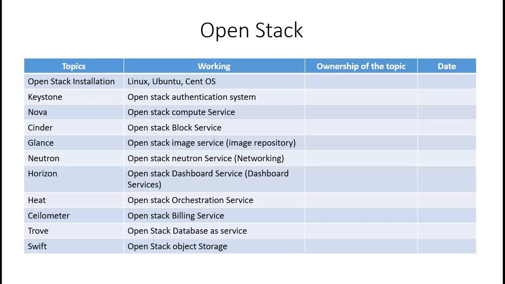Horizon is the OpenStack dashboard. You have a GUI. It is an OpenStack GUI, which is known as Horizon. Heat is the OpenStack orchestration service. All your hypervisors, as for VMware you have a hypervisor for it. Heat is a hypervisor for OpenStack. Ceilometer is the billing software that will be integrated for billing purposes. Trove is the database as a service. All your databases can be a part of Trove.